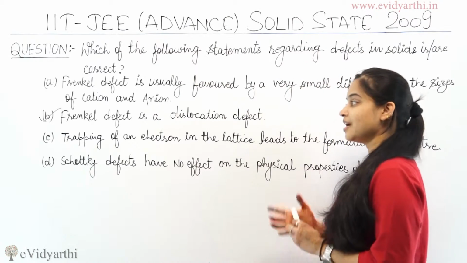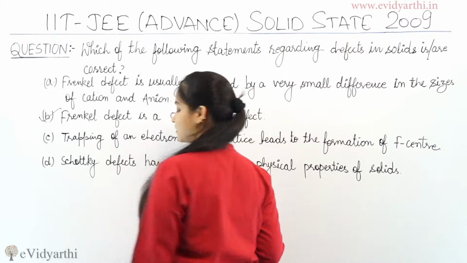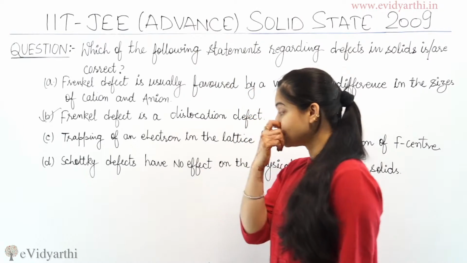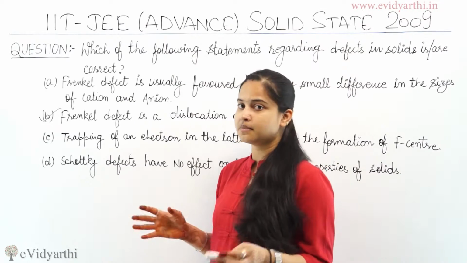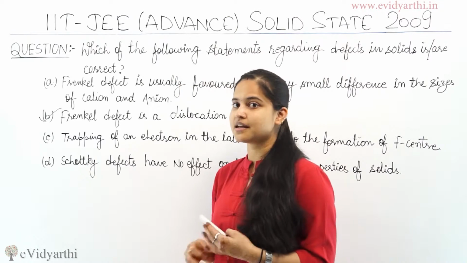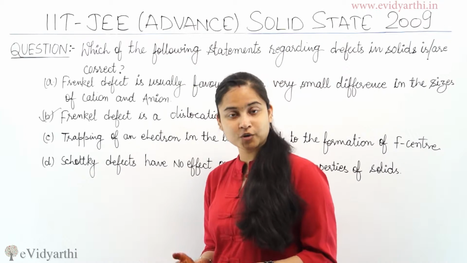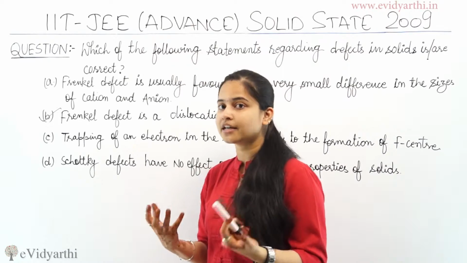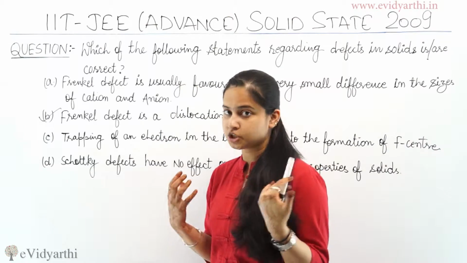Coming to the next option, trapping of an electron in the lattice leads to the formation of F centers. F centers means Farbe centers. It is also the correct option, because you know about metal excess defect. See, in metal excess defect, anion vacancies are there. That means anions are missing from their lattice point, and those anion vacancies are occupied by electrons. So when electrons occupy those lattice point vacancies, they impart color to the crystal.